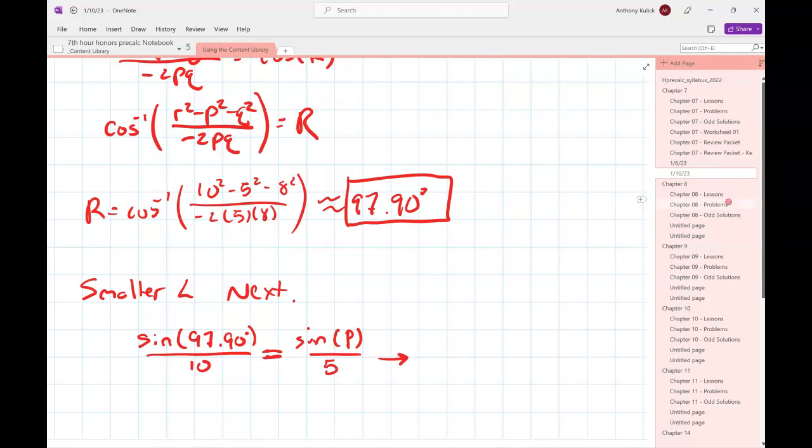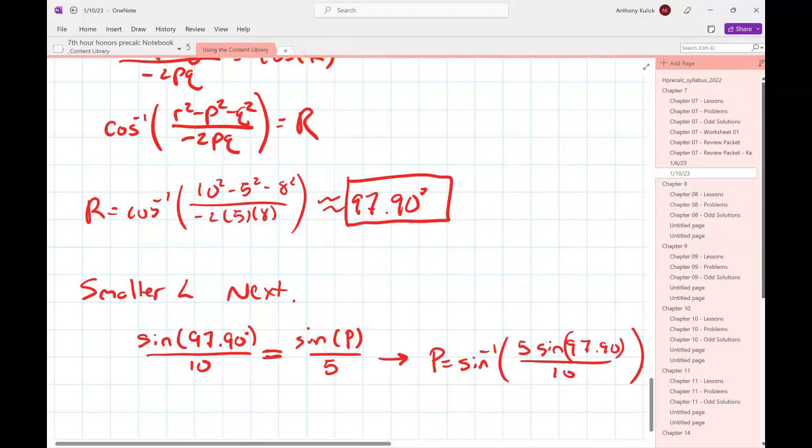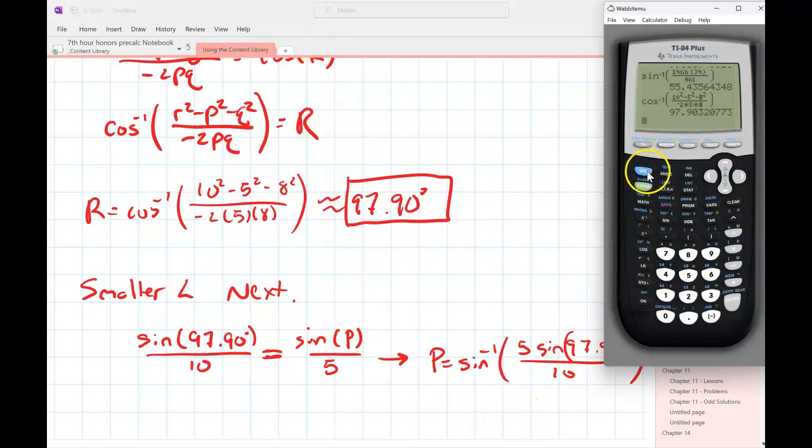Anyway, so we go ahead, we cross multiply, divide, and do the sine inverse, and we get angle P is the sine inverse of 5 times sine 97.90 divided by 10. Let's fire up the old calculator for that. Sine inverse, alpha y equals, 5 sine, and I'm going to do the ans command, so I'll take all those decimal points with me because I'm a maniac and want to get the most accurate answer possible. And I get 29.69.